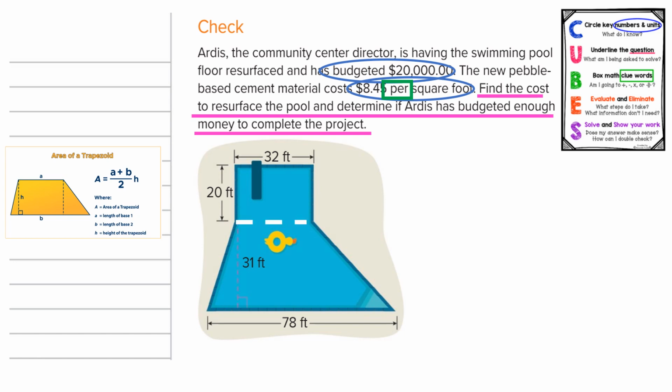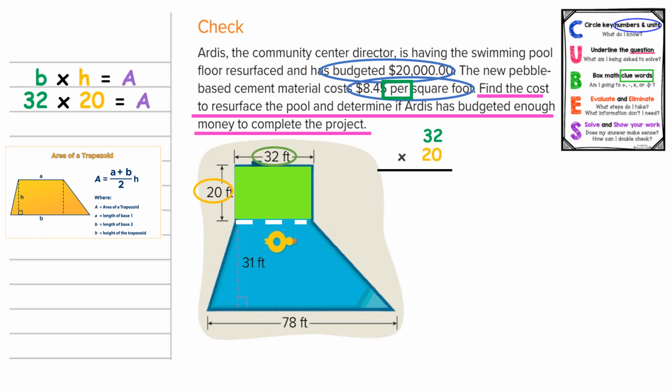Okay, so when I start doing this, I see that I don't just have a trapezoid, right? I'm mixing 8.1 and 8.3 together because I have a parallelogram and a trapezoid. Well, the parallelogram part is not difficult. I'm just going to multiply my base times my height. So I have 32 and 20 that I'll multiply together.